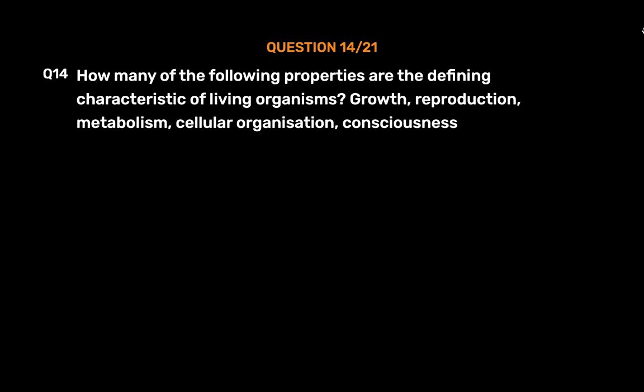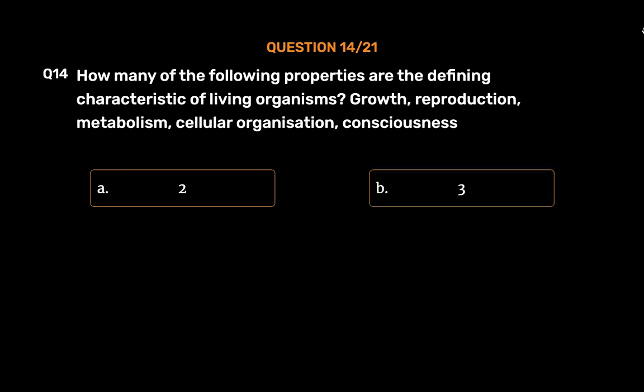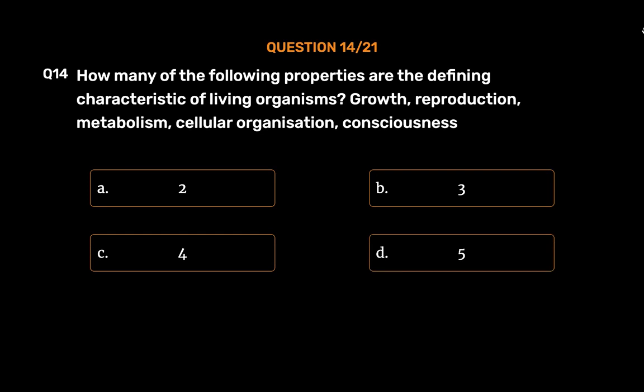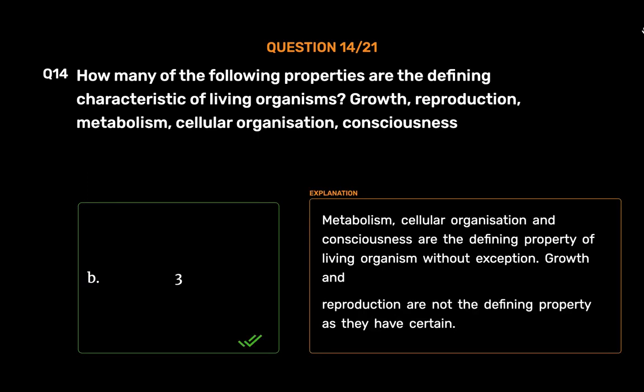Question number 14. How many of the following properties are the defining characteristic of living organisms? Growth, reproduction, metabolism, cellular organization, consciousness. Option A. 2. Option B. 3. Option C. 4. Option D. 5. The correct answer is Option B. 3. Metabolism, cellular organization and consciousness are the defining property of living organism without exception. Growth and reproduction are not the defining property as they have certain exceptions.